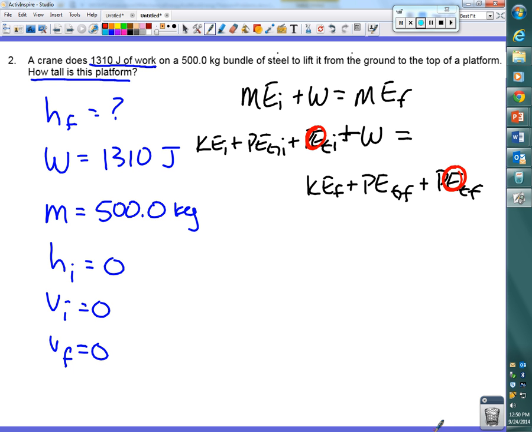In our information that we figured out about this problem, what did we figure out about the movement of this steel bundle? What's it doing at the beginning? It's resting, right? So what does that mean about the kinetic energy at the beginning? This is 0, right? And we also figured out that when it gets to the top of the platform, what else is it doing? It's resting again. So the final kinetic energy is also 0. Okay? Where does this bundle of steel start?